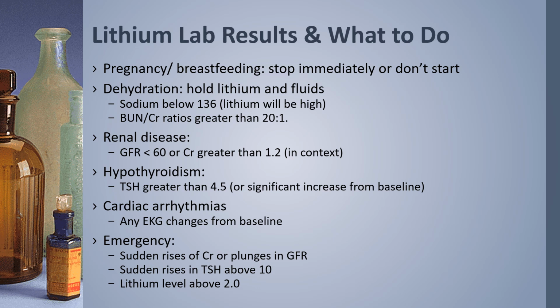And then we want to check for hypothyroidism, and that's going to be shown with a TSH that is greater than 4.5, or possibly just a significant increase from their baseline. Remembering that everybody's baseline is different, even if it still remains within normal limits. Someone could start off on the lower end of normal, have a significant elevation from baseline, and still be within normal limits. So we have to take that on a case-by-case basis.